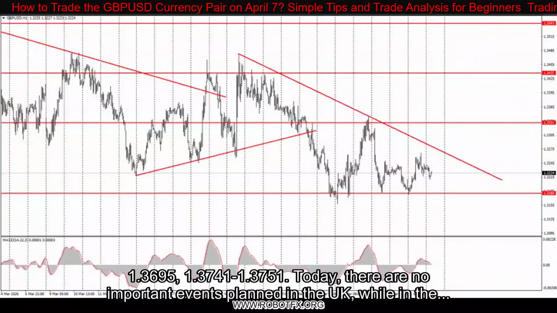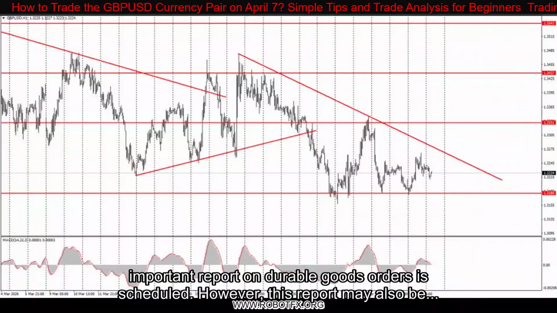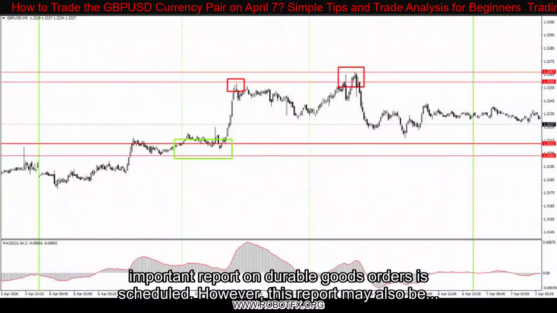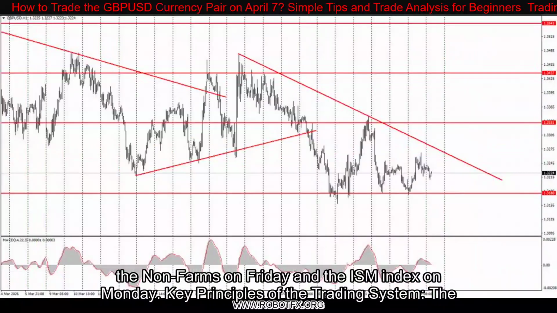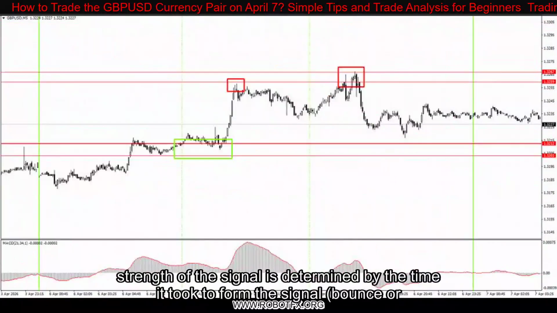goods orders is scheduled. However, this report may also be ignored, just like the non-farms on Friday and the ISM index on Monday. Key principles of the trading system: the strength of the signal is determined by the time it took to form the signal bounce or level breakthrough. The shorter the time, the stronger the signal.